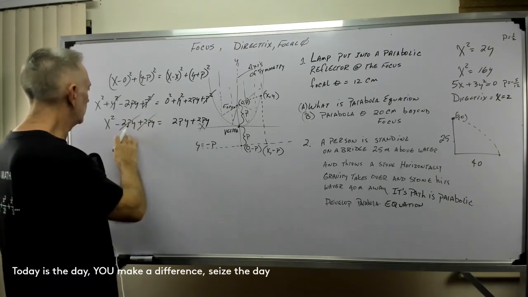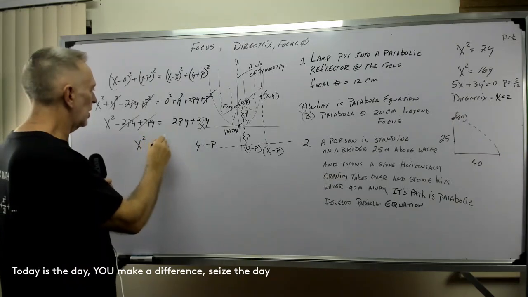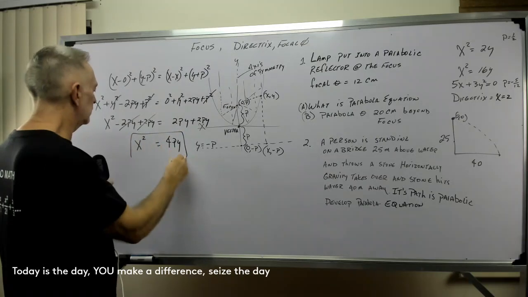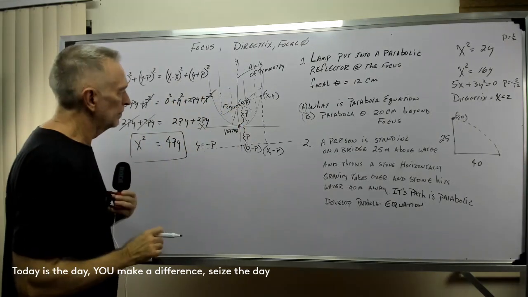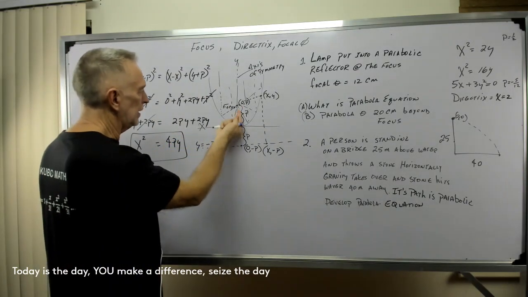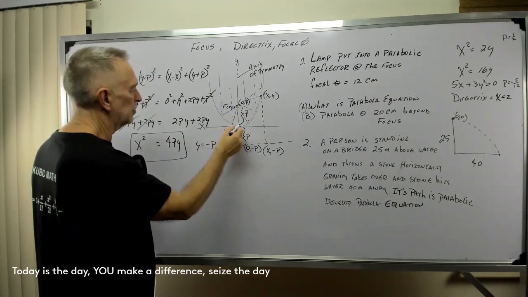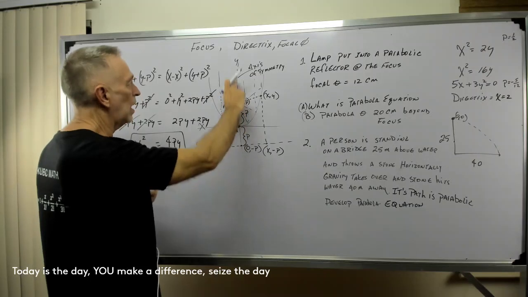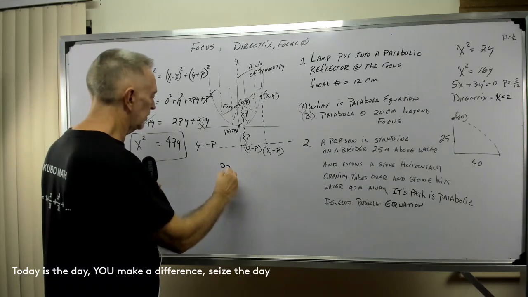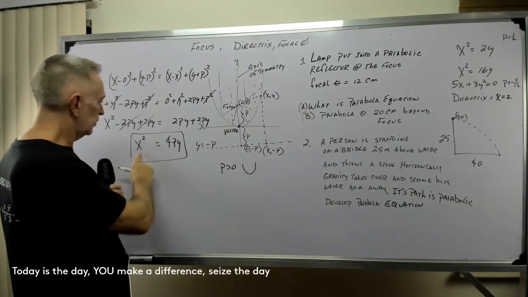So these minus 2py plus 2py cancels, and I end up with x squared equals 4py. And that is the equation for that parabola. Now some things to note here. If p is positive, then this parabola turns up, and that just makes sense because p is on the y-axis here and it's a positive number. So p greater than 0, the parabola turns up like that on this equation.